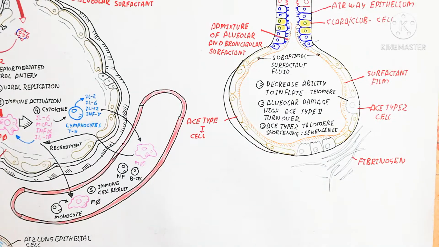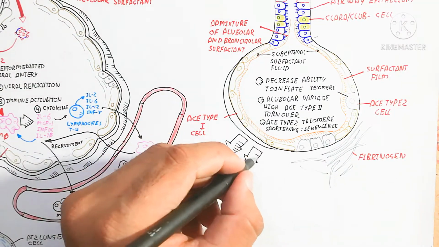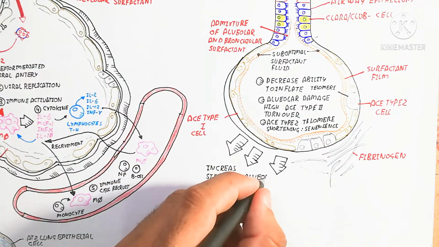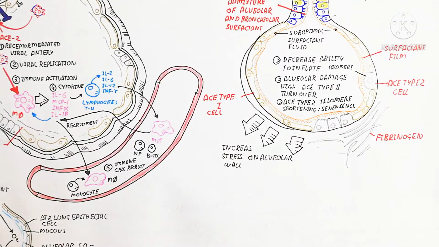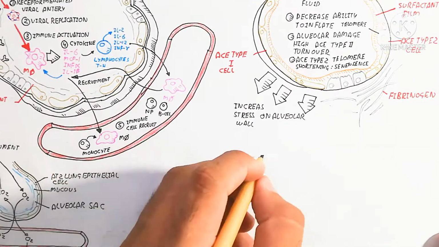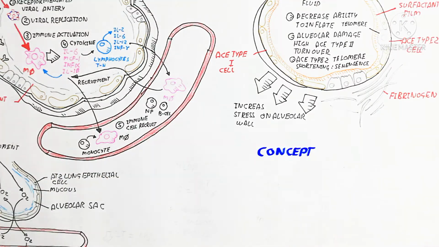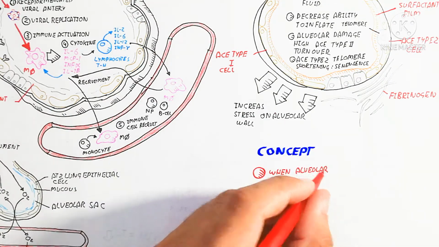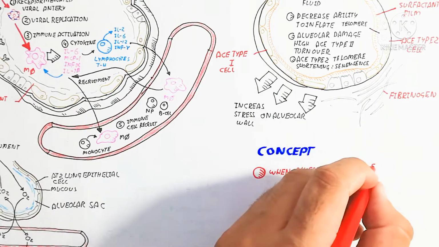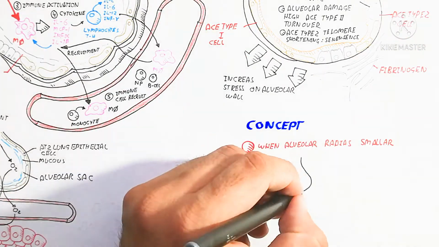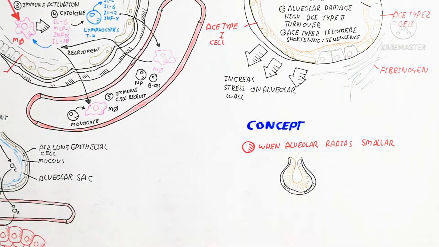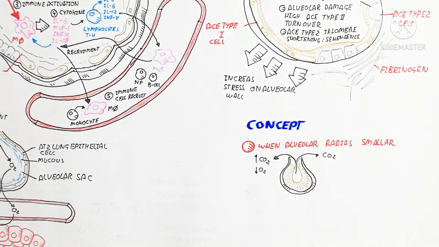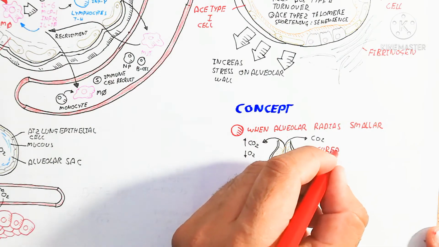So alveolar damage, high ACE type 2 turnover. It means the ACE2 type 2 cell, which contains telomere and produces surfactant, is lost due to the infection of the virus, which damages this cell. So ACE type 2 telomere shortening and senescence means shedding of this telomere due to the infection. This infection area causes the loss of surfactant. So the meaning of loss of surfactant is important to understand.